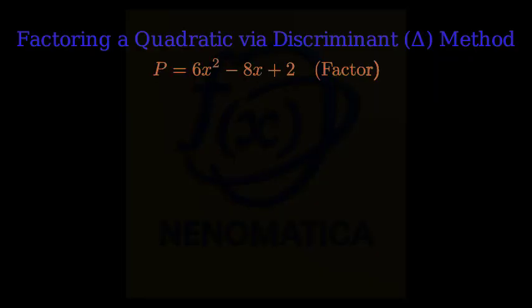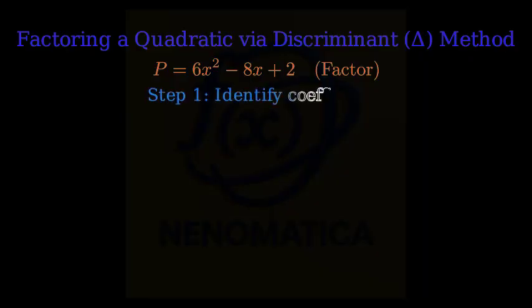In this lesson, we will factor the quadratic trinomial using the discriminant method. Our problem is p equals 6x squared minus 8x plus 2. We'll identify the coefficients, compute the discriminant, find the two roots, and then write the factored form.